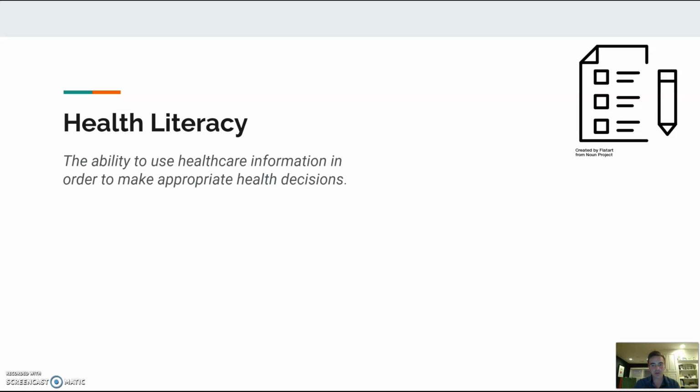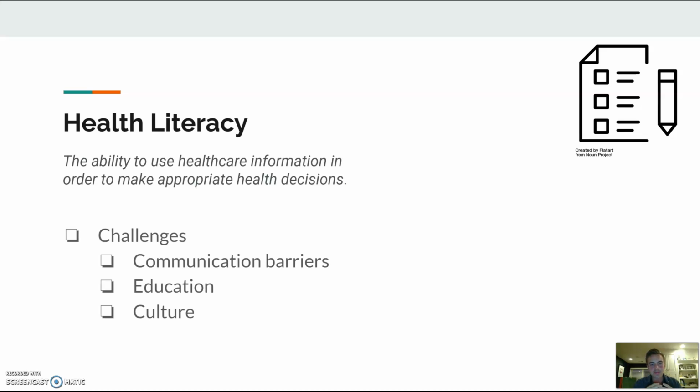When we think about health literacy, it sounds like a really simple and easy idea. But there are 3 specific challenges that we often see with health literacy. One of them, a very simple one, is just communication barriers. Oftentimes, the people that have the biggest issue with health literacy have that issue because they don't know how to communicate effectively, whether it's through a language barrier.